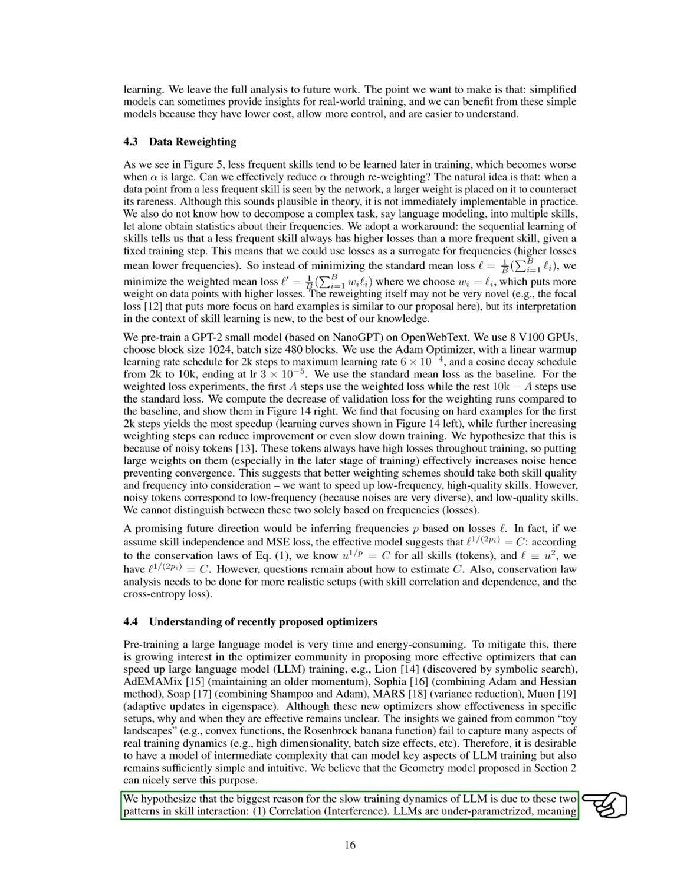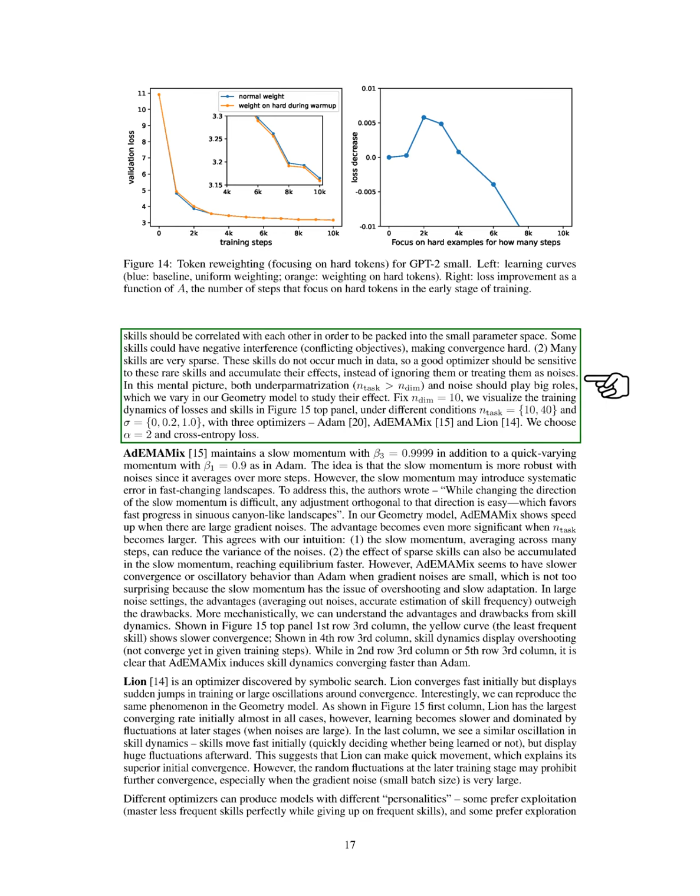We hypothesize that the slow training dynamics of large language models stem from two main patterns in skill interaction. First, correlation or interference, where skills are interrelated due to the underparameterization of the model, leading to potential conflicts. Second, the sparsity of many skills, which means they appear infrequently in the data. A good optimizer should be sensitive to these rare skills and accumulate their effects rather than ignore them.